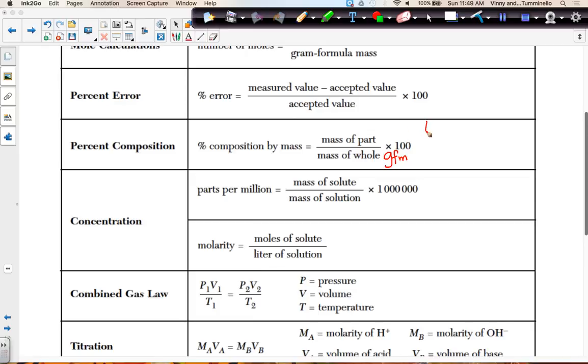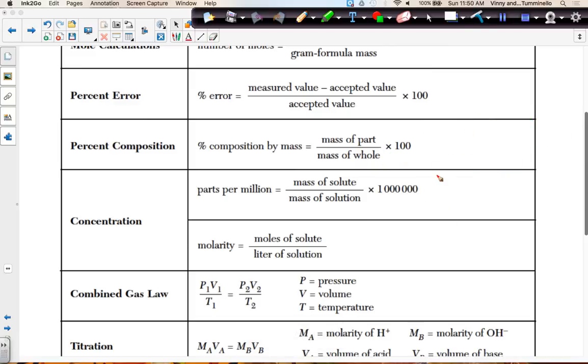For example, if we wanted to find the percent composition by mass of sodium in NaCl, we would take the mass on the table of Na and multiply it by 1. We'd take the mass on the table of Cl and multiply it by 1 and add the two together to get the gram formula mass. If we wanted the percent of sodium in that, we would take the mass of the sodium, put it over the gram formula mass, and then multiply by 100 to get the percent composition of sodium.